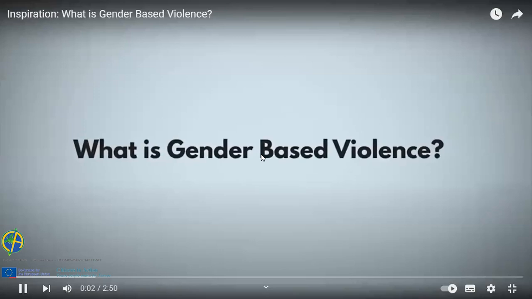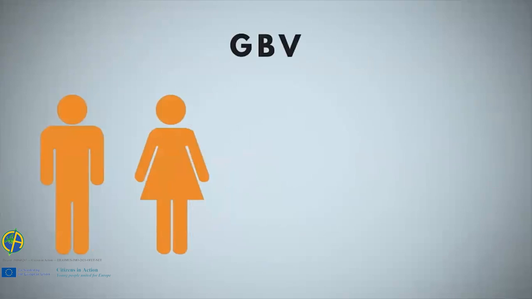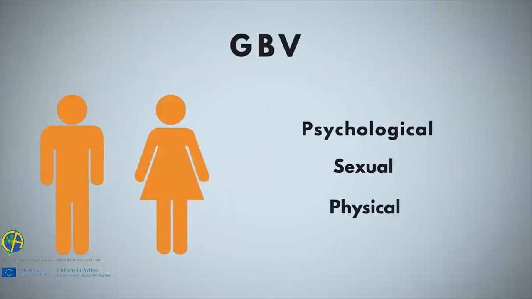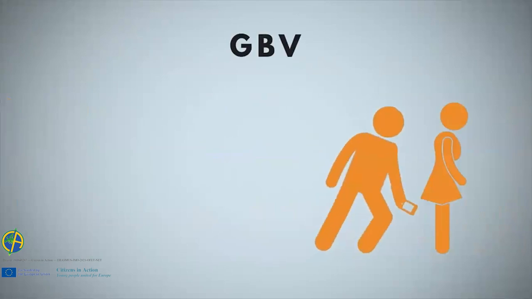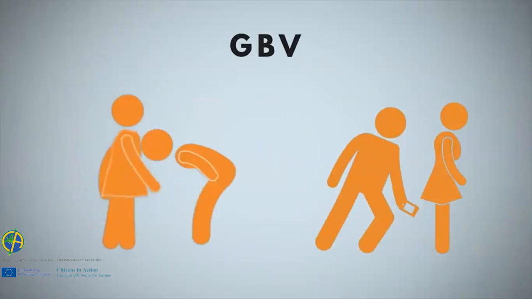What is gender-based violence? Gender-based violence, or GBV, is one of the most common and widespread human rights violations. GBV is violence directed against someone on the basis of their gender or sex, which results in physical, sexual, or psychological harm. These acts violate an individual's human rights. GBV is most commonly perpetrated by men against women, girls, and other vulnerable people. However, men can also be victims of gender violence.